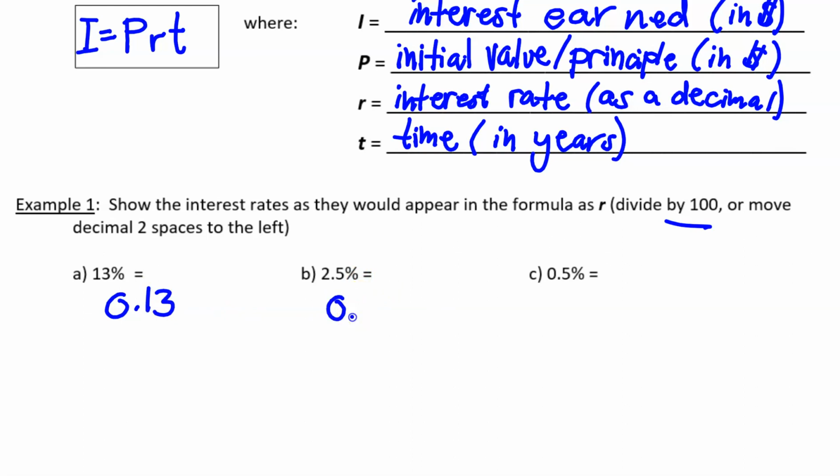2.5% is 0.025. And 0.5% is 0.005. I don't know why that one got an extra equal sign. Okay? So make sure your rate, your R, is always a decimal.